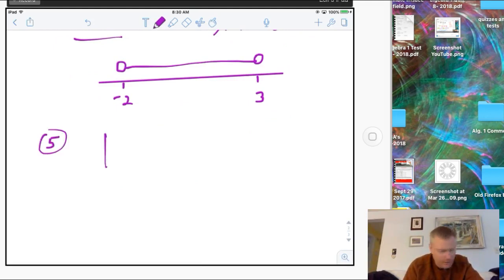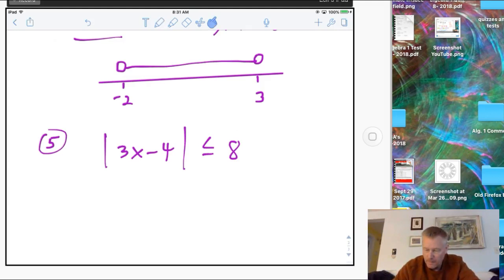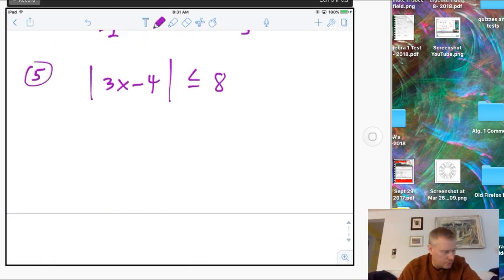Number 5, I got the absolute value of 3x minus 4 is less than or equal to 8. Okay, so I'm going to do this one, and you guys will do a you try after that, and we'll see how you do. All right, so I'm going straight to case 1 and case 2. Case 1 is the plus, case 2 is the minus.